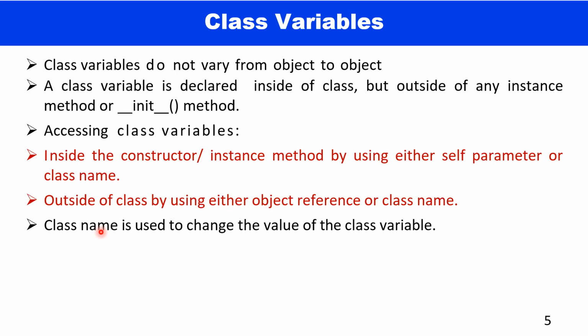On the other hand, if we change the value of the instance variable, only the value of that particular object is going to vary and it does not influence the attribute of other objects of the class.